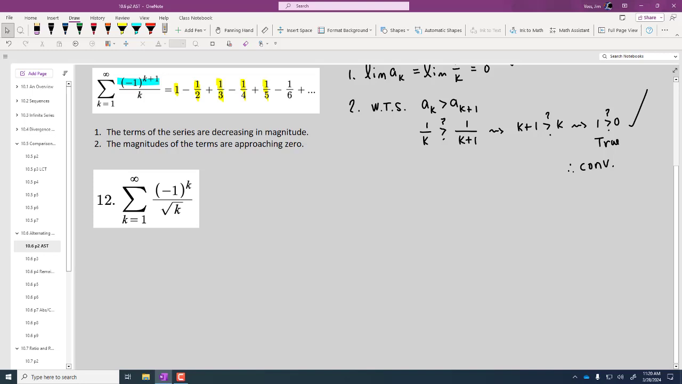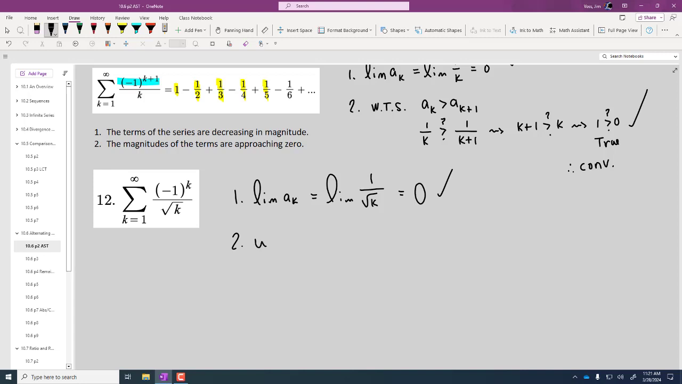So let's see. Here's another one. In my opinion, the first step we should do is the limit step. So we're going to say the limit of a sub k, which is going to be the limit of 1 over the square root of k. Once again, the switch is not part of a sub k. That limit right there is 0. So first step, check.